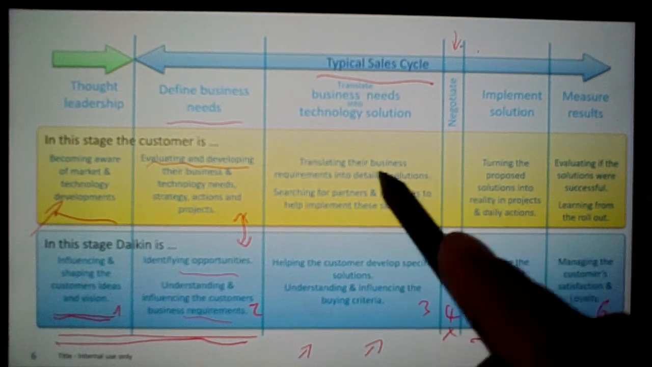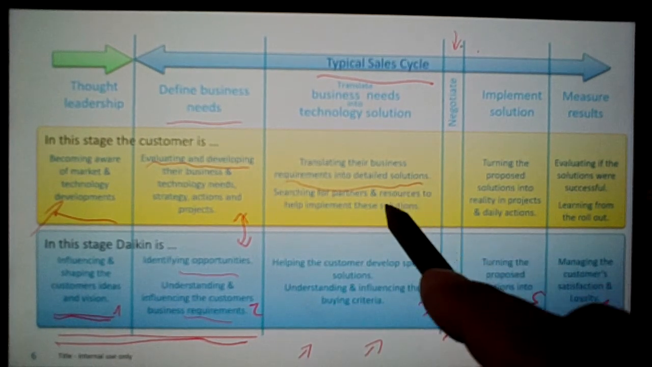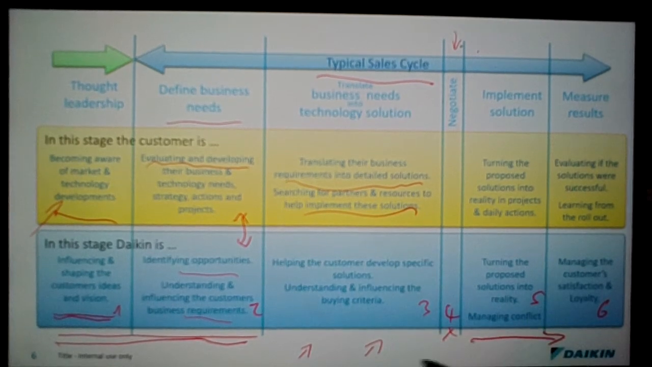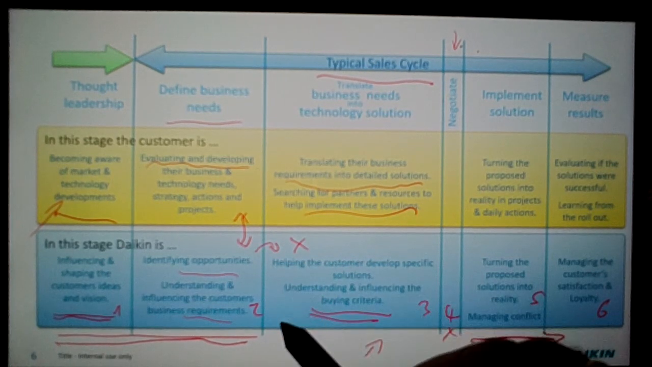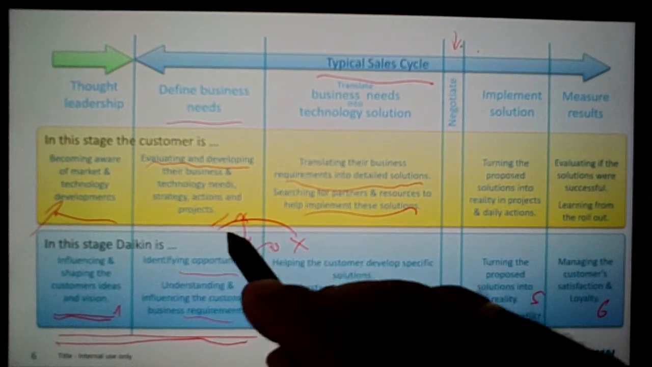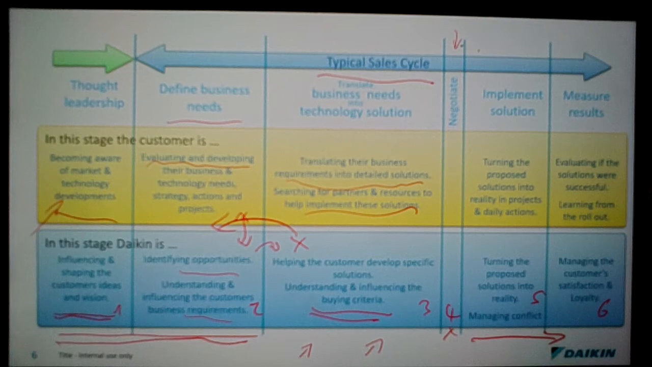Then, in stage 3, the customer is translating their business requirements into detailed solutions, and they're searching for the partners and resources to help them implement these solutions. And we as a sales organization are helping the customer to develop specific solutions and, of course, understanding and influencing the buying criteria. So in a lot of complex situations and scenarios, around about this stage will be the stage where we start responding to a request for proposal. So if there is a public tender on the table, this is where it will be issued. And obviously we would like to have influence and relationship before that happens.